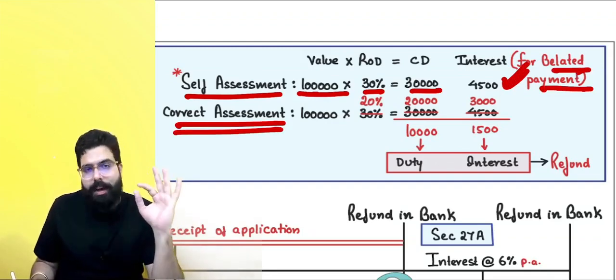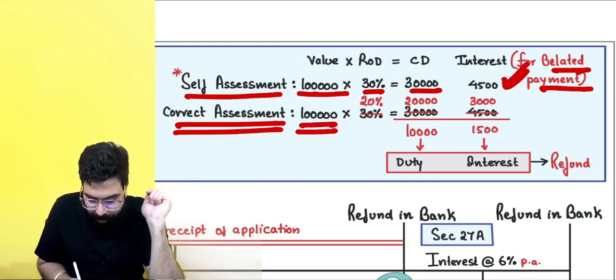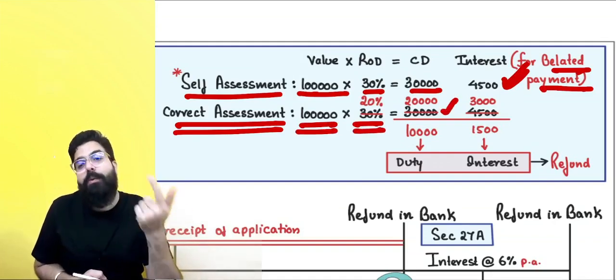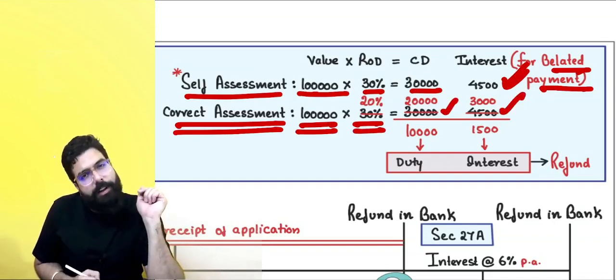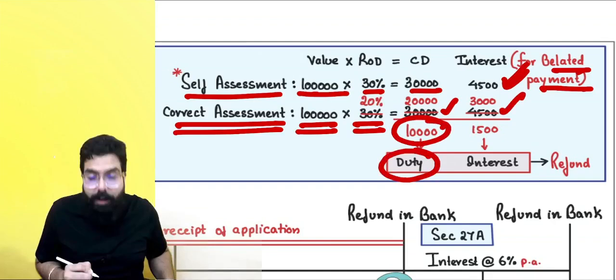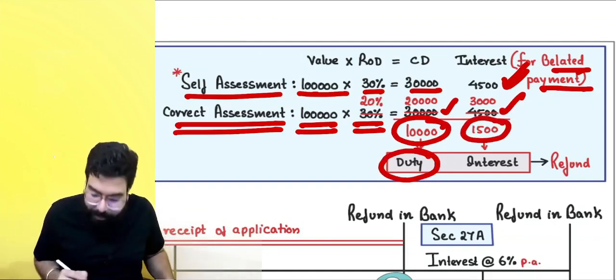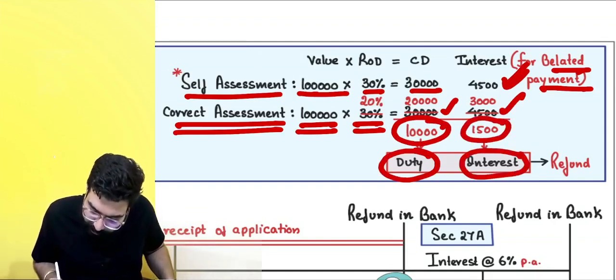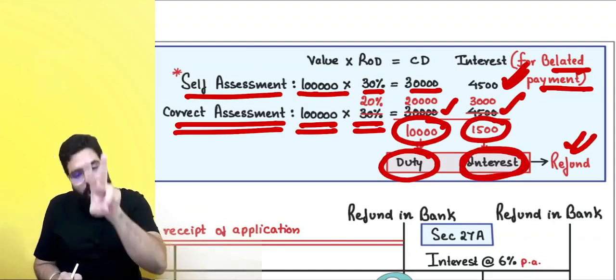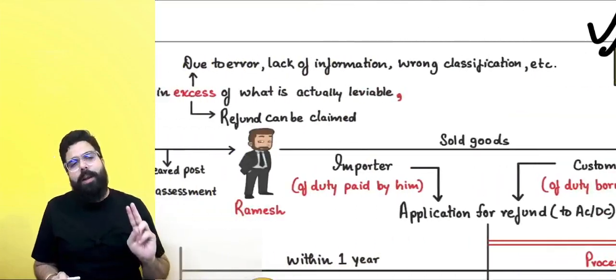Now, correction you went ahead and did. What is the correction? Actually, rate of duty was 20%, and hence 20,000 has to be paid. 15% will give you only 3,000 rupees. It means, sir, I want 10,000 of duty returned and 1,500 of interest which I paid extra, this will be refunded to me. Whatever duty or interest you paid extra will be returned to you.